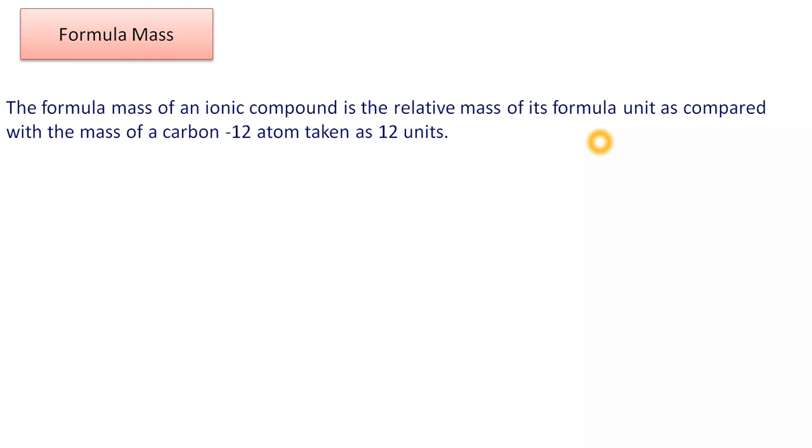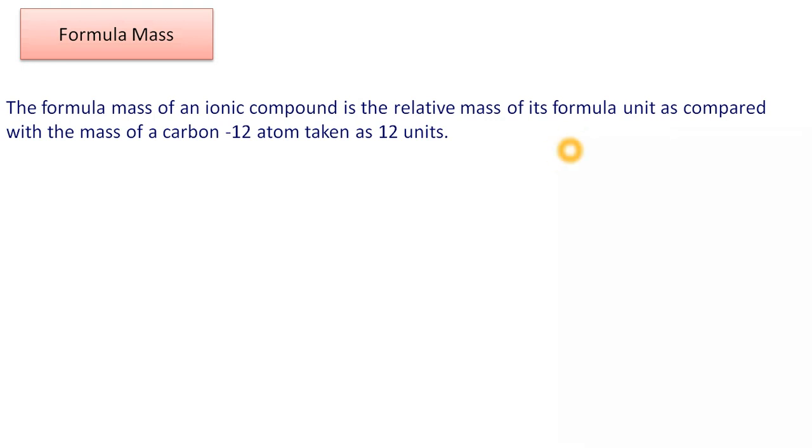So for the formula mass of an ionic compound, we should know the formula of the ionic compound. Then we should know their atomic masses. Then we can calculate the formula mass as we calculated the molecular mass. And mind it, the atomic mass of an atom and its ion is the same, because the electrons which convert an atom into an ion have negligible mass. So that is why the atomic mass of atom and ion both are the same.